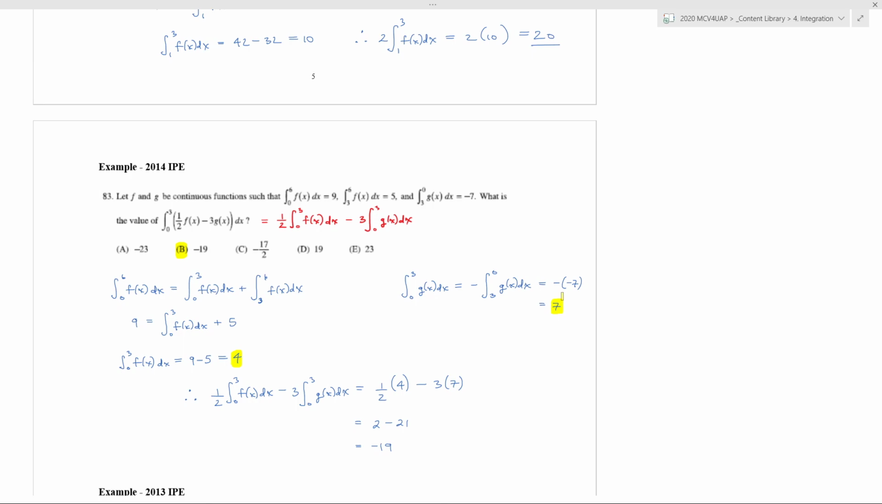And then you just do the math. 1/2 of 4 is 2. 3 times 7 is 21. 2 subtract 21 is negative 19. So a little more involved than the last couple, but the same idea.